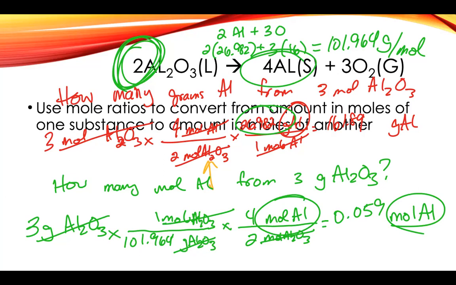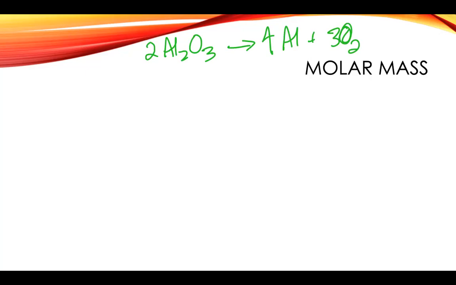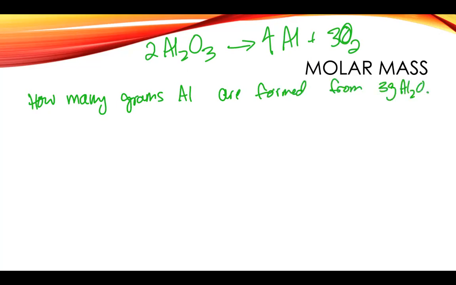The last type of question, and I'm just going to go with 2Al2O3 gives 4Al plus 3O2. The last type of question is the longest. That is when you're given mass and you're asked to find mass of something else. So again, how many grams of Al are formed from 3 grams of Al2O3? In this case, you start with 3 grams of Al2O3. You want grams of Al. You're going to have to change this grams into moles, use your mole ratio, then use grams per mole of Al. So let's do that.